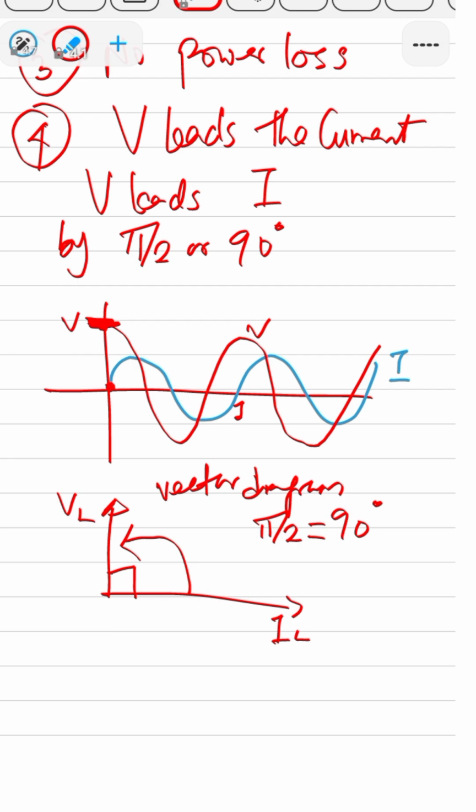So I think these are the major things you need to know. In this one, voltage is leading while the current is lagging. The voltage leads the current by pi over 2. So I think that's all. What else again? So let's check the next part.